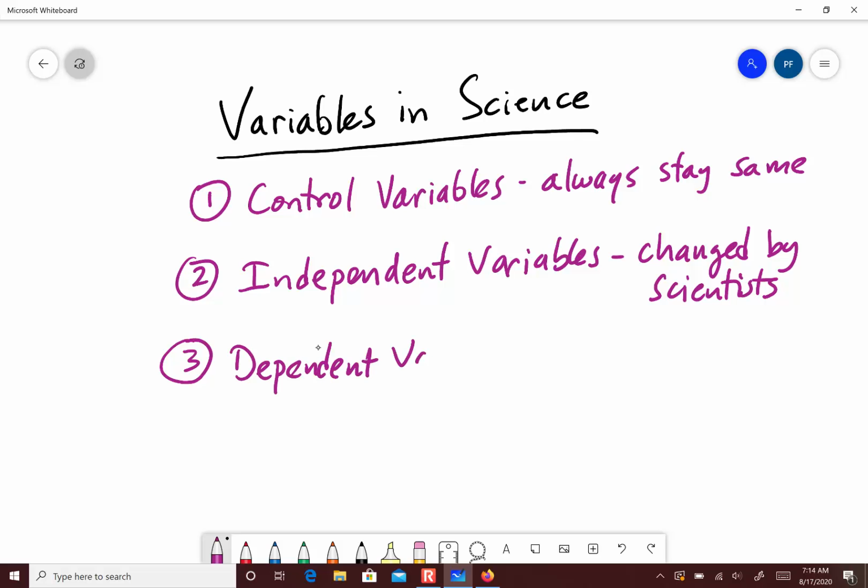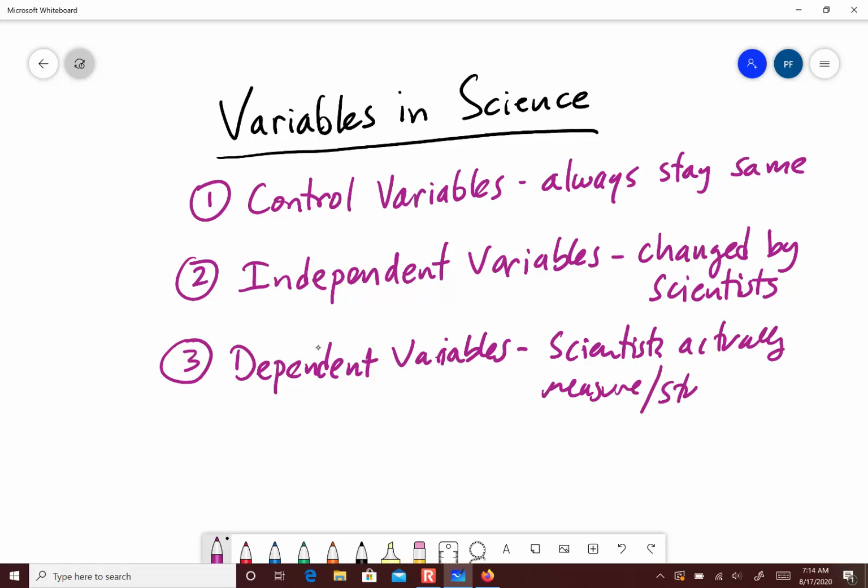Okay, and then we have dependent variables. Okay, and this is what the scientists actually measure. Okay, so this is what we're going to measure or actually study. Right, so these are dependent. Right, so dependent variables depend on other stuff. So what we're trying to figure out is, what do they depend on? What are the results? What do they depend on?